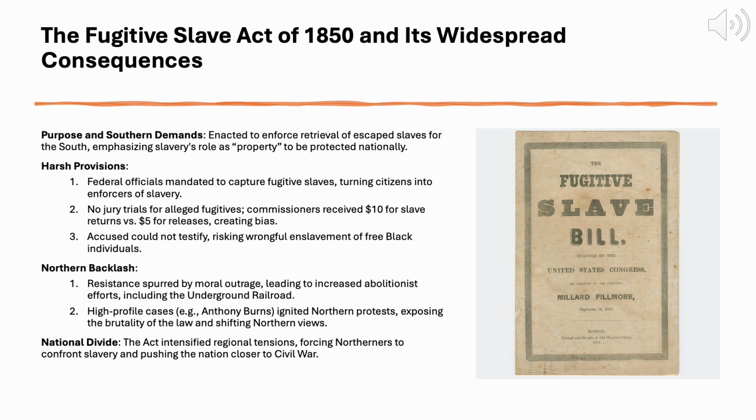The Fugitive Slave Act of 1850 not only galvanized the abolitionist movement, but also forced previously ambivalent Northerners to confront the implications of slavery. By extending the reach of Southern laws into Northern states, the Act effectively nationalized the institution of slavery, creating a divide that would only deepen in the years leading to the Civil War.